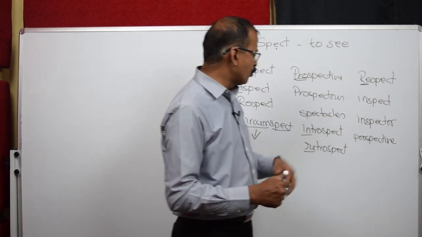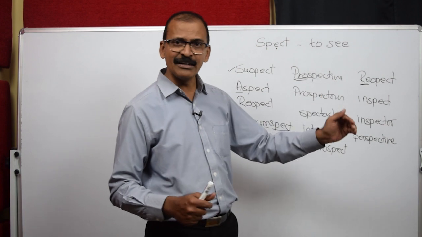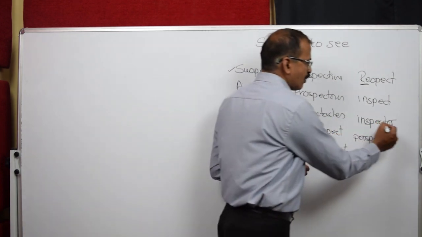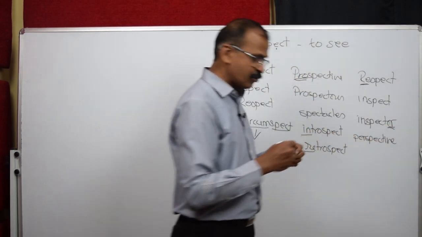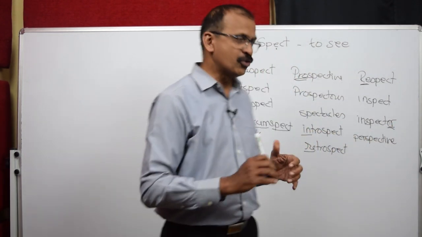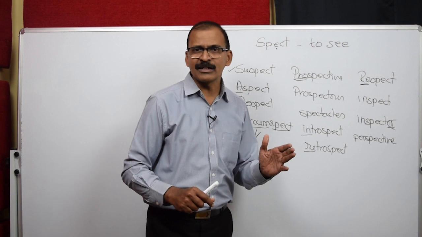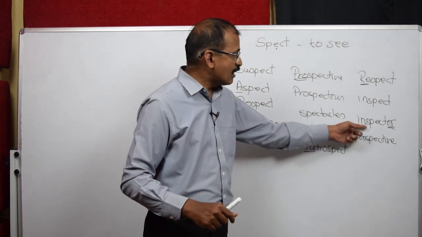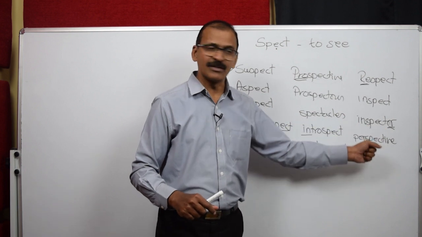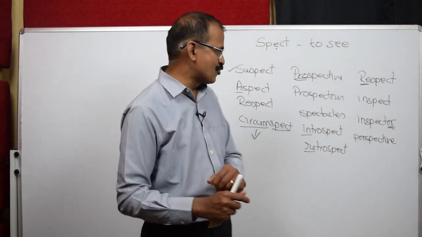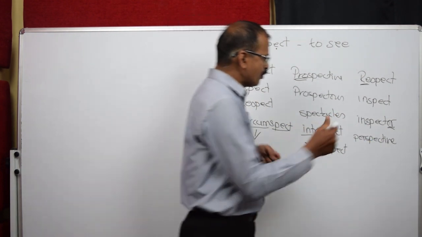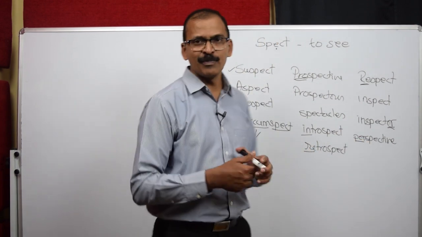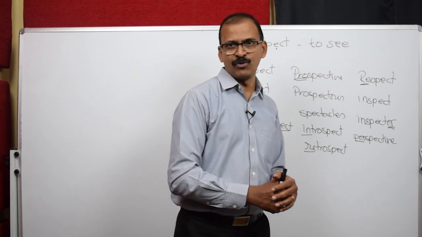Inspect, as I told you, in is inside, to look in detail is inspect. And in the English language, OR is generally connected to the people who do the action, the doer. For example, you have conductor, you have actor, dictator. So, all this OR is the person who does it. So, inspector is the person who inspects. Perspective, the root word per means each, spect is to see, perspective is each person's point of view.